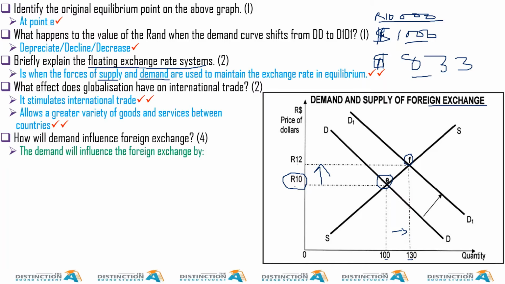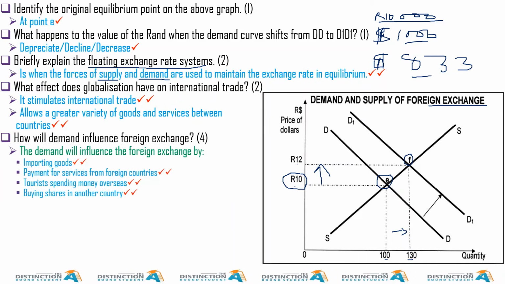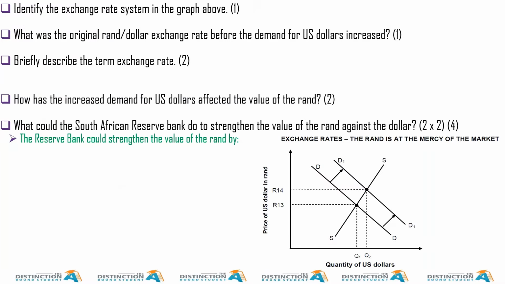How will demand influence foreign exchange? The demand will influence the foreign exchange by importing goods, payment for services from foreign countries, tourists spending money overseas, buying shares in other countries, and many more things that you can think of. If it's not shares, it could be property, anything, just when money is going outside the country.